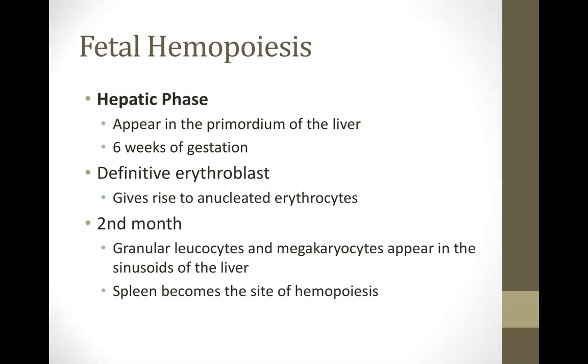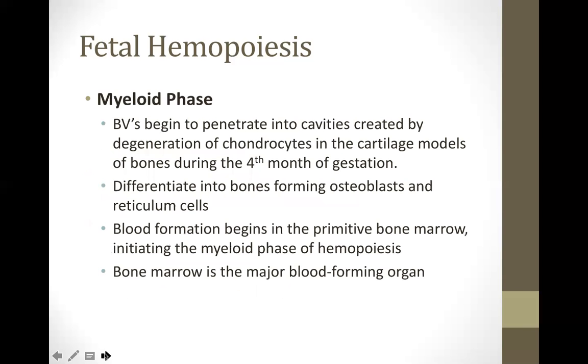Now take note: 6 weeks sa liver, second month, spleen ang site of hemopoiesis. Doc, ano ulit yung site of hemopoiesis? This is the place where blood cell formation occurs. And lastly is the myeloid phase.